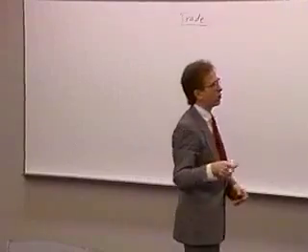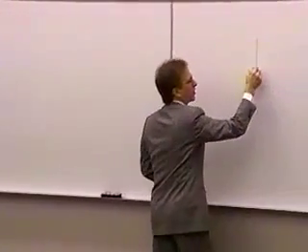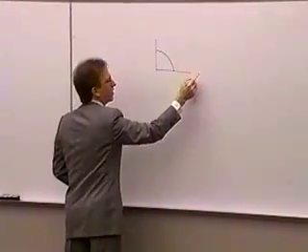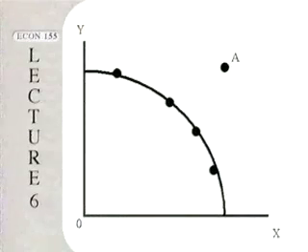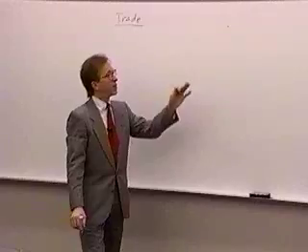Here's what I want to show you when all is said and done. Let me draw a little picture and then we'll come back to it later on. I want to show you that it's possible to achieve a point like this point A I've just drawn that lies outside of the production possibilities frontier. I just told you a few minutes ago that we are constrained to consuming goods along the production possibilities curve, and what I want to do is show you that it's possible to get outside that curve through trade.